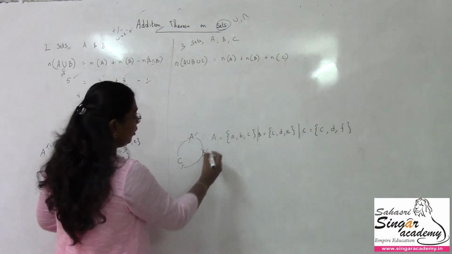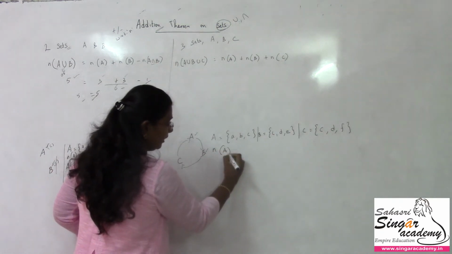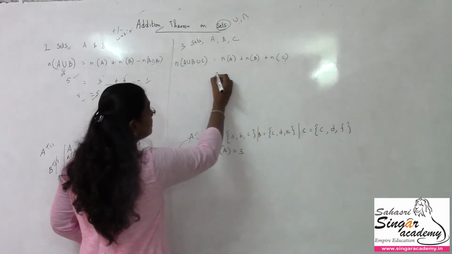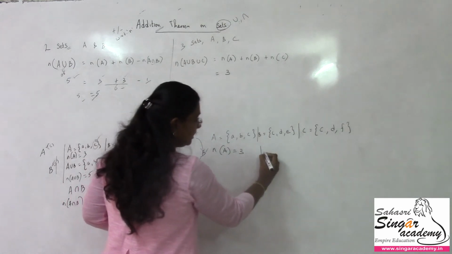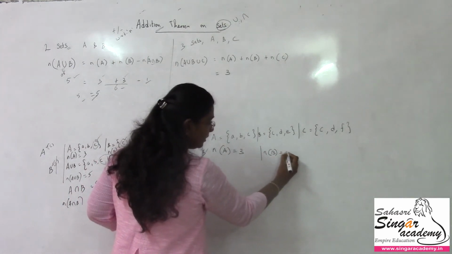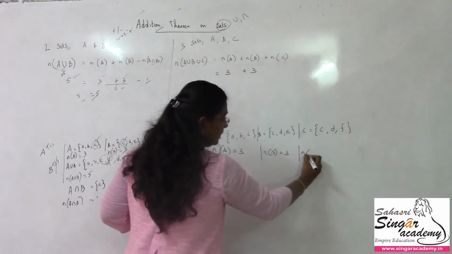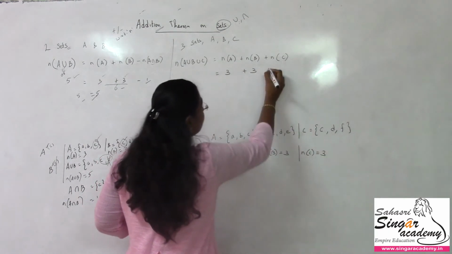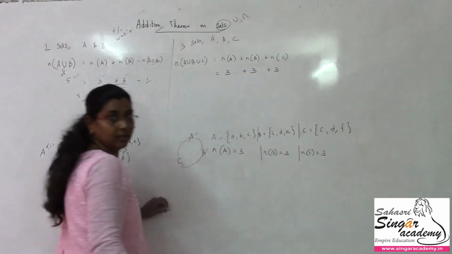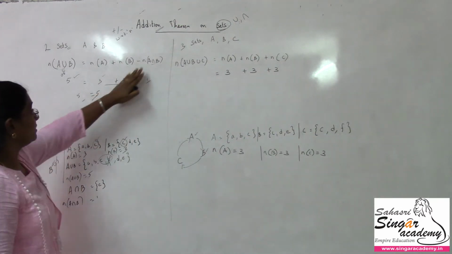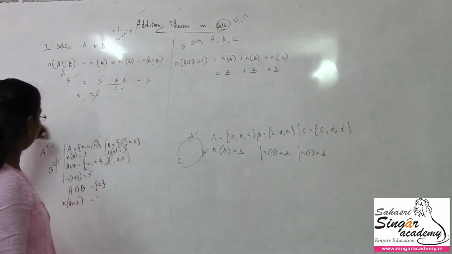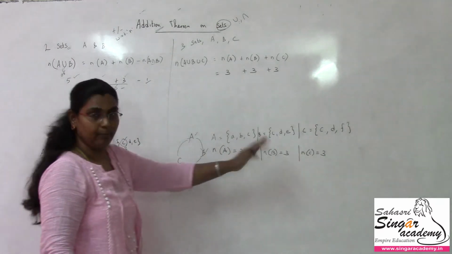When I say N of A, that is the whole of A, I'm taking 3, so this is 3. When I take the whole of B, N of B is again 3. When I take N of C, it's again 3. Let me write it out. The same pattern we followed here, removing the common elements when it happens for two sets.